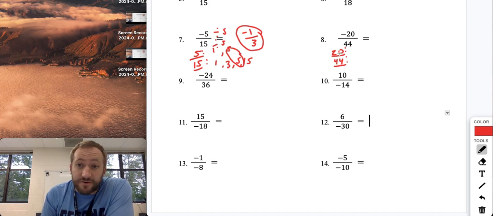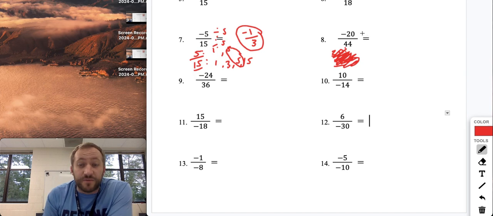This one, I'm not going to write out the factors because that would take a while. Instead, I'm just going to think, what goes into 20 and 44? Well, they're both even numbers. I know every even number has a factor of 2. Every even number in the world is divisible by 2. So I'll divide both by 2. Negative 20 divided by 2 gives me negative 10. 44 divided by 2 gives me 22.